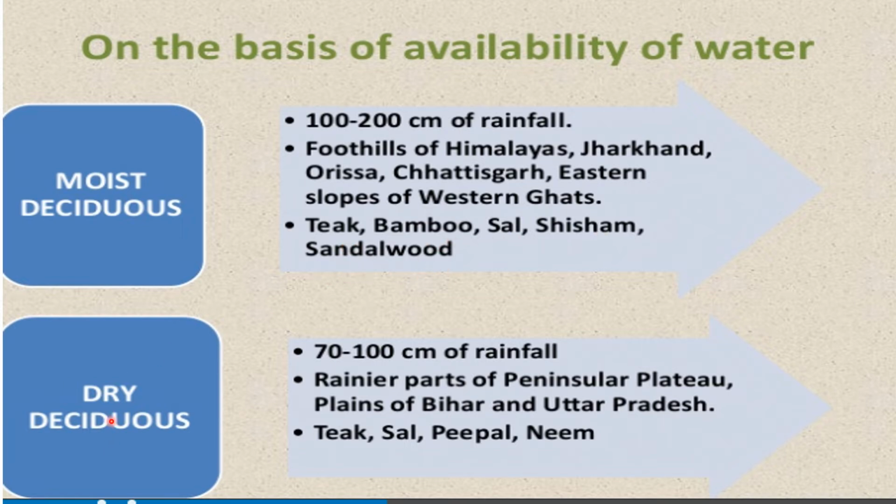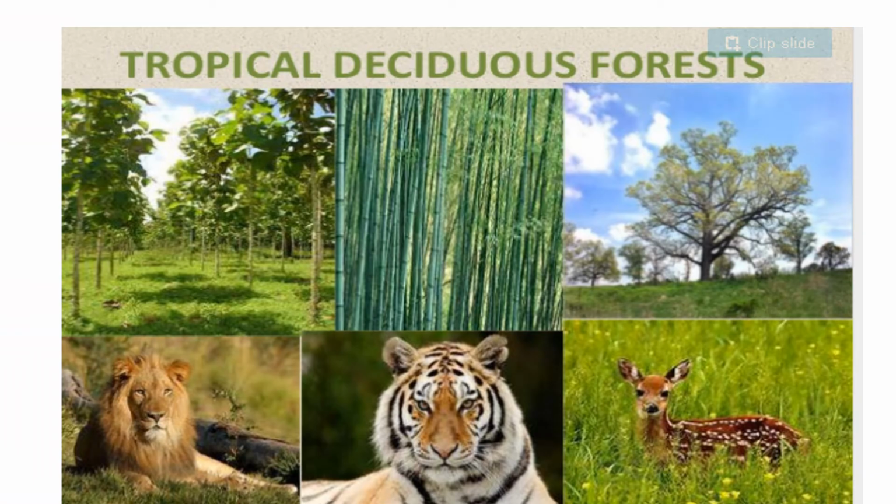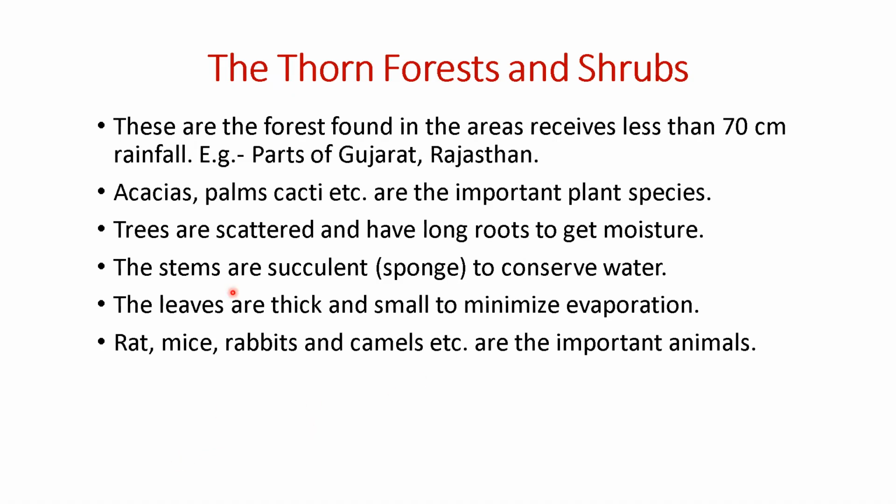The dry deciduous forests are found in those areas which receive less rainfall, 70 to 100 centimeters. They are found in Bihar and Uttar Pradesh. And trees are teak, sal, peepal, and neem. This image shows a typical tropical deciduous forest where trees are scattered. We have bamboo trees. Trees are not so close to each other as compared to tropical evergreen forests, and these are the animal life.